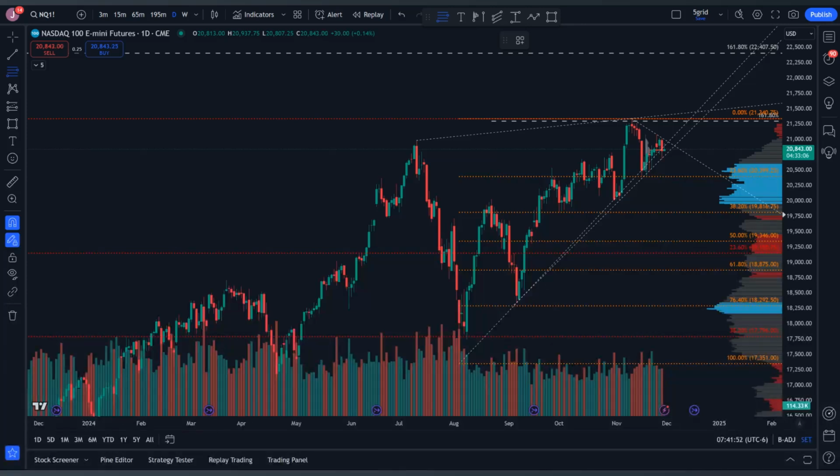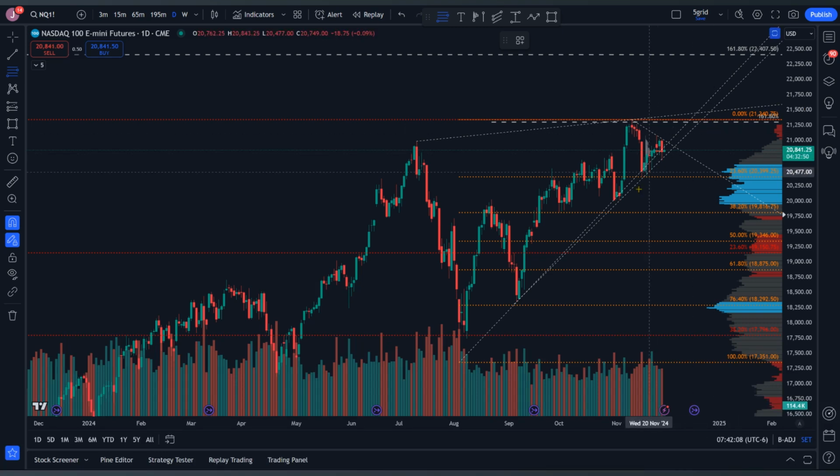Checking out the Nasdaq futures on the daily chart here. We have two retracements drawn. The red one is the primary, the orange one is the secondary. We clearly have a downtrend from the all-time highs, and an uptrend from August 5th, which has so far held on most tests. We also have a secondary uptrend established off of the September lows as well.